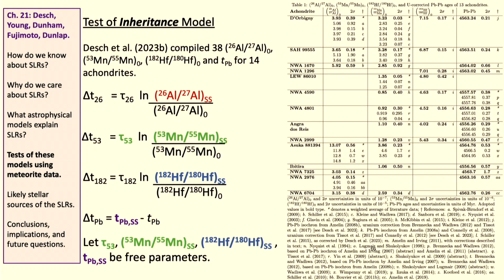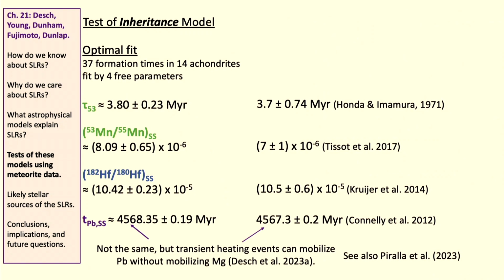So in this work, we took 14 achondrites, compiled all of these aluminum-26, manganese-53, hafnium-182, and lead-lead ages, and asked, could we make them concordant by just optimizing these 4 parameters, and make all of these ages be the same. And so the optimization using these statistical techniques shows that these are the optimal values and the range that provides a suitable fit. And these first 3 are actually very close to the previous estimates for these.